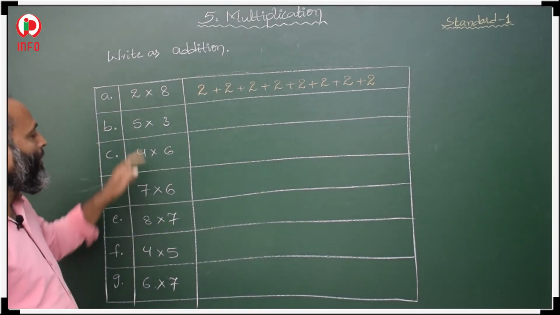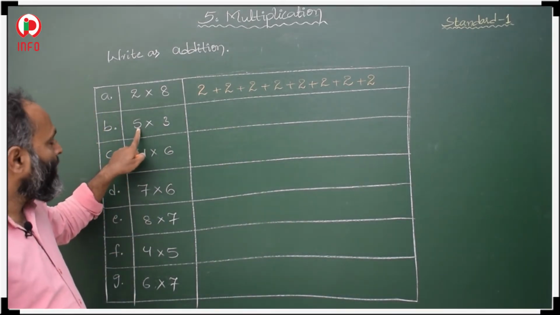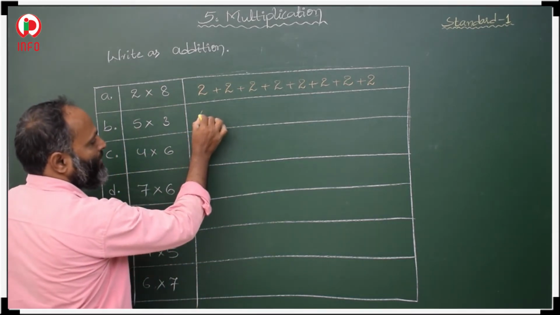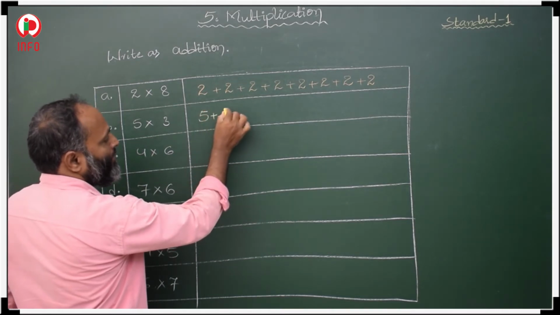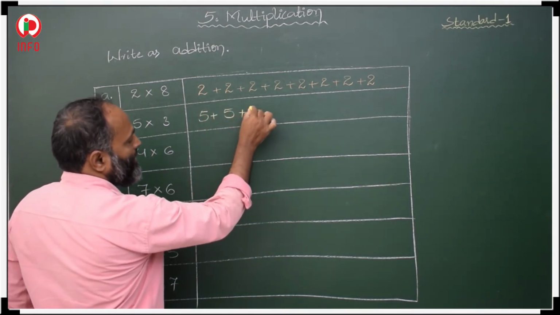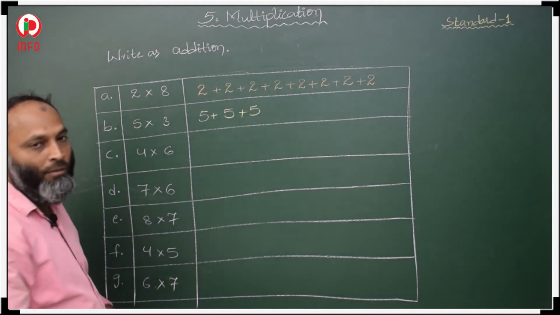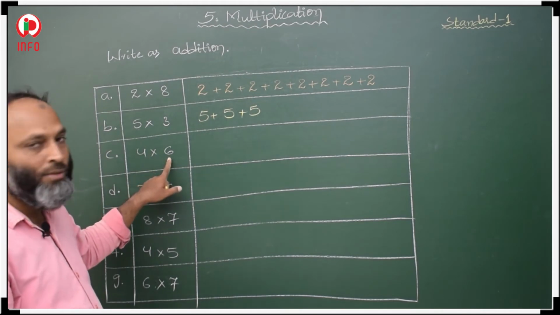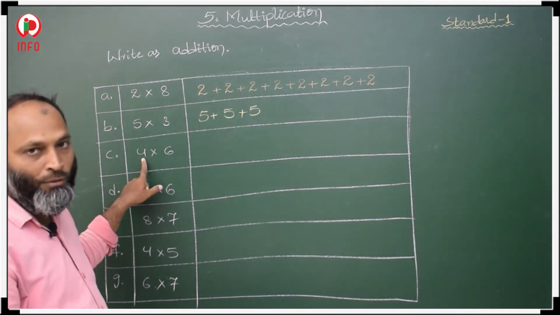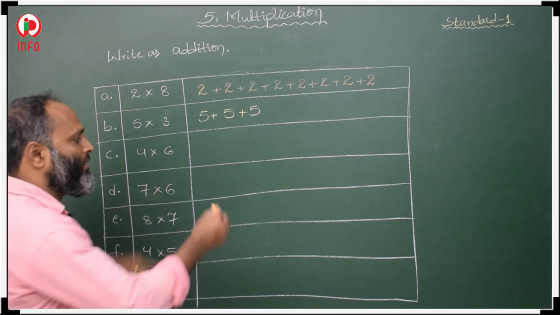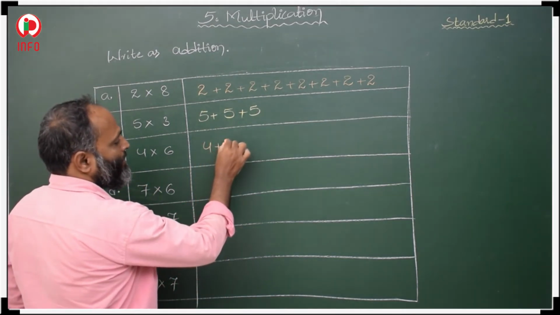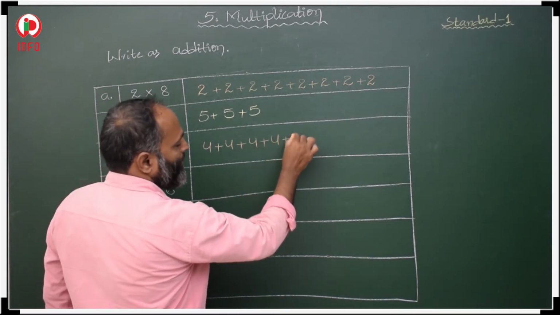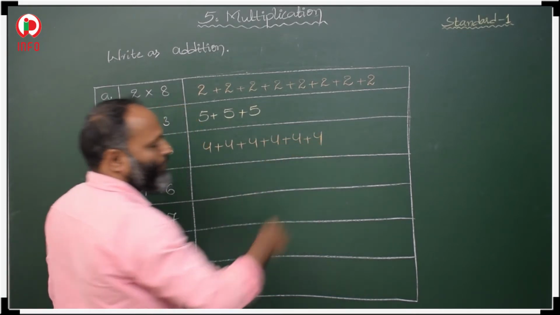Next, 5 into 3. It means we have to add 5, 3 times. How many times? 3 times. 5 plus 5 plus 5. 3 times. 5 plus 5 plus 5. Next, 4 into 6. It means here we have to add 4, 6 times. 4 plus 4 plus 4 plus 4 plus 4 plus 4.